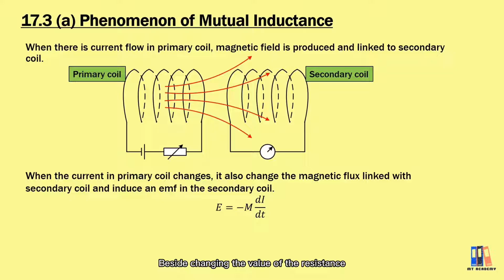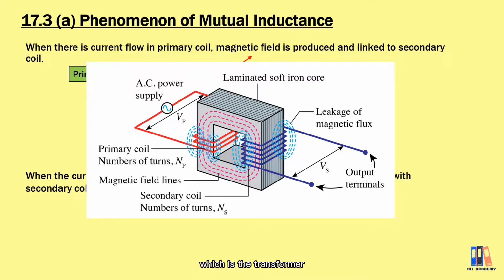Besides changing the value of the resistance, we have also seen a similar case, which is the transformer. The transformer uses an AC current where the magnitude of the current is changing all the time. The AC current will produce a changing magnetic field, which will induce an EMF in the secondary coil.